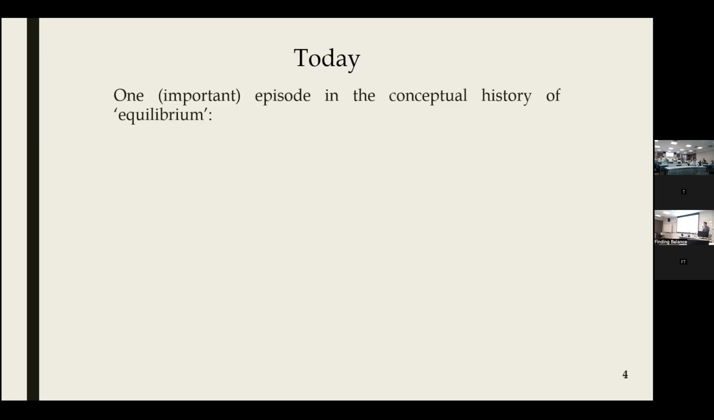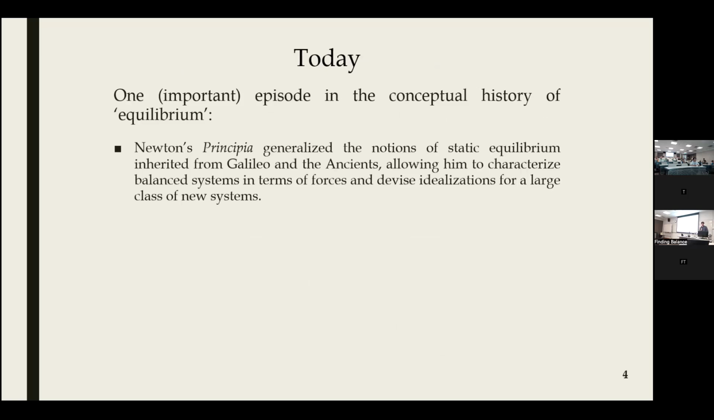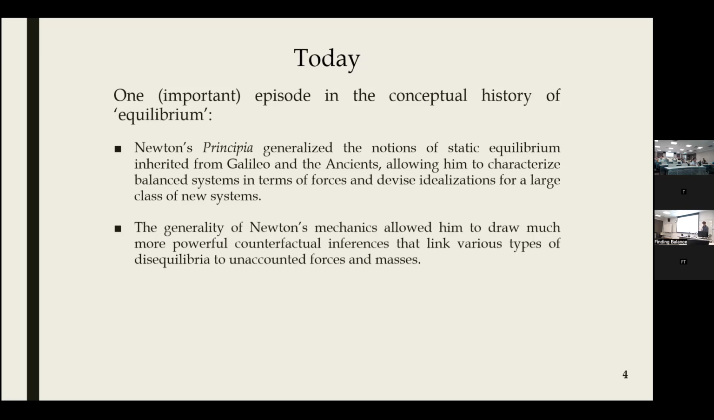Okay. But today, this is all generic and abstract and hand-wavy. I want to look at one specific episode in the conceptual history of equilibrium, as I said, and that centers on Newton's Principia. Newton's Principia generalized the notions of static equilibrium that he inherited from Galileo and the ancients, as we learned, and that allowed him to characterize balanced systems of various types in terms of Newtonian forces, and devise idealizations that treat systems to be in balance under Newtonian forces for a large array of new systems that couldn't be described in this way before.